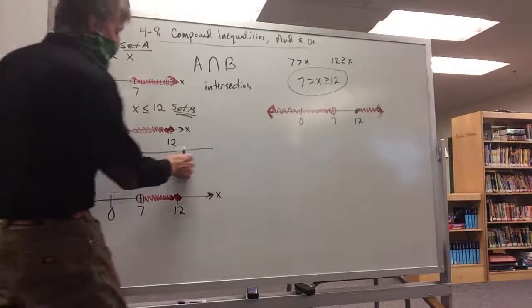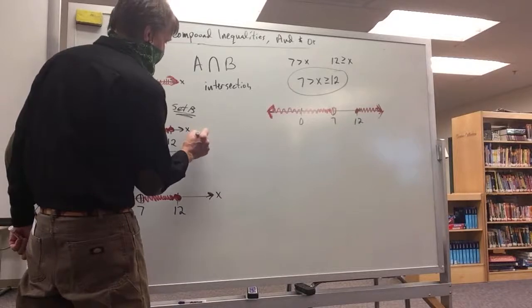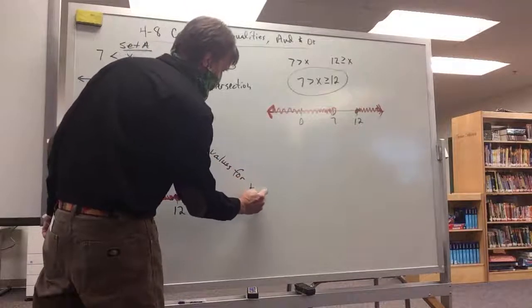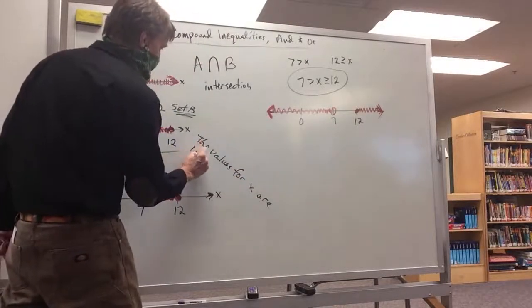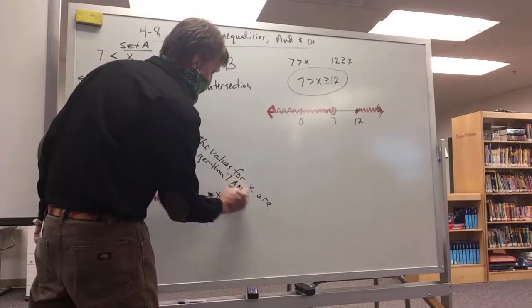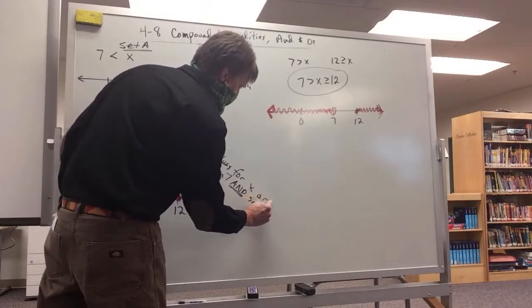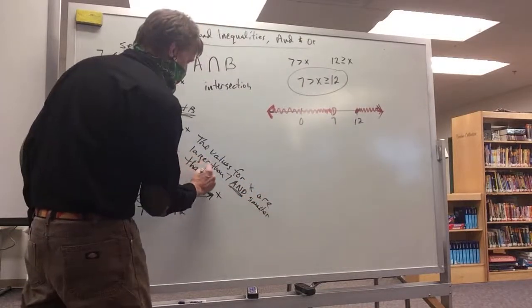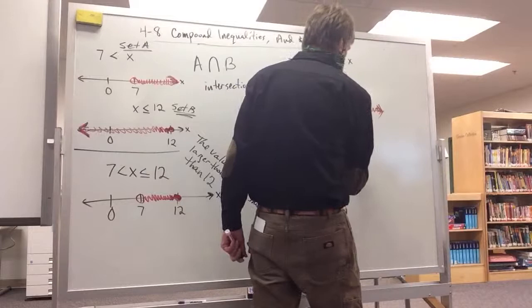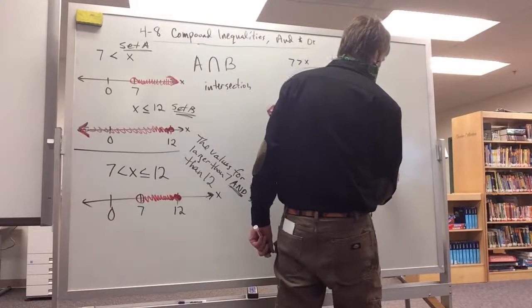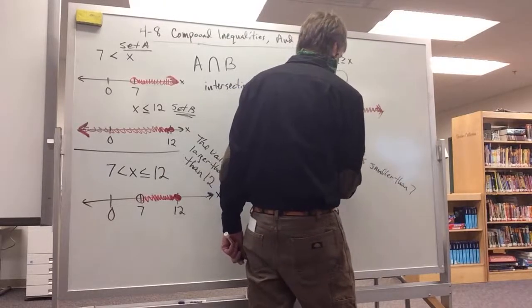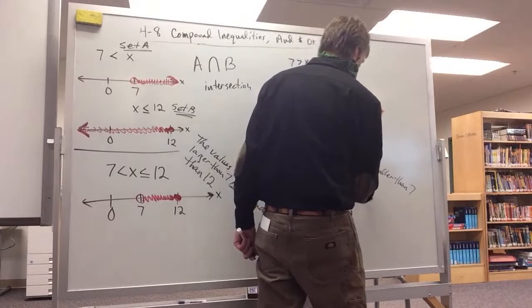This can be confusing stuff, so I'm going to write it down. So the values for x are larger than 7, and I'm going to write capital AND, smaller than 12. Whereas this situation, the value for x is smaller than 7 or bigger than 12.